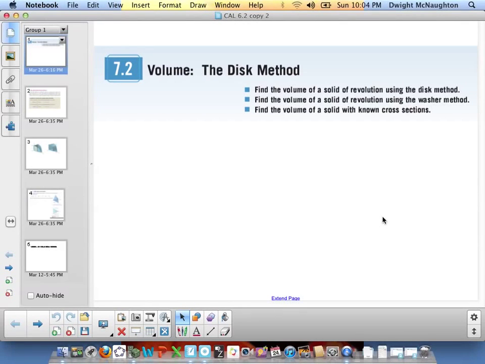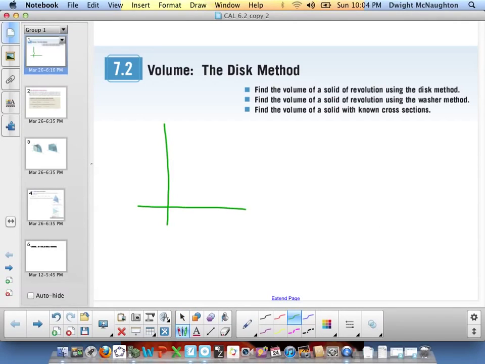Chapter 7.2, Volume by the disk method. Today, the volume of a solid with known cross-sections. What's different about today is we're no longer going to be taking this region here, whatever that is, and rotating it. Okay? We're not doing that today.